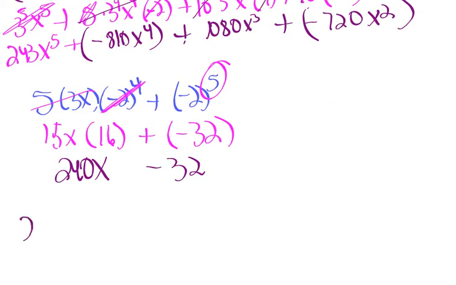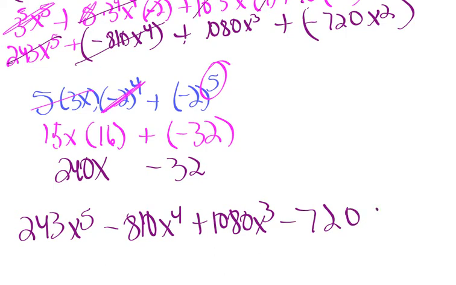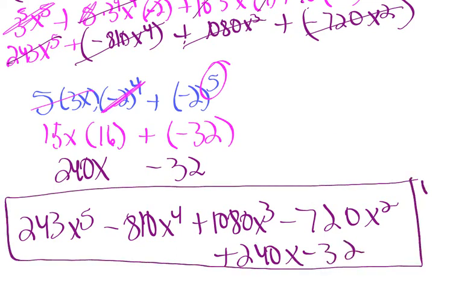So now we've got 243x to the 5th. And then minus 810x to the 4th plus 1080x cubed minus 720x squared. I still can't get it on one line. Plus 240x minus 32. And there's my answer on 2 lines.